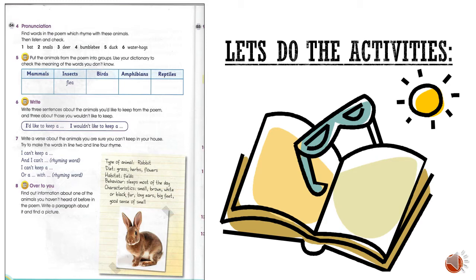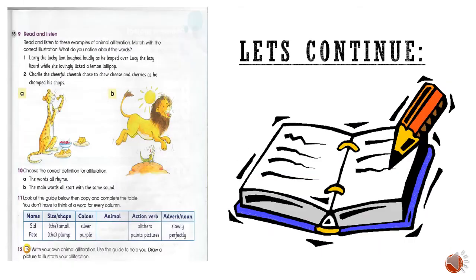What kind of mammals do we have in the poem? What kind of insects? What kind of birds do we have? Do we have amphibians? If yes, what kind of amphibians do we have? And reptiles as well. Now for question number 9, you have here a new style of writing.